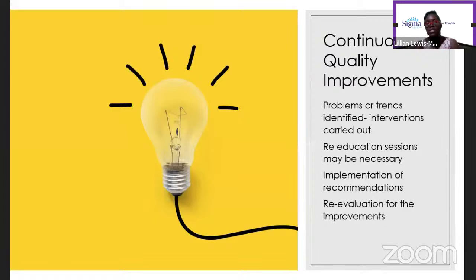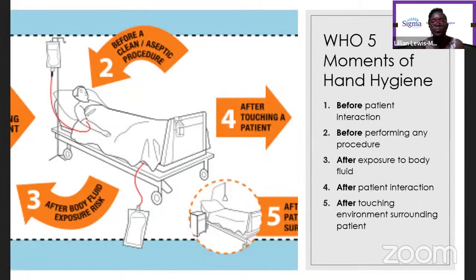And then the recommendations that are made would be implemented, and then there is a review to ensure that these are the standards that are going to be adhered to, so that you don't have a recurrence of this kind of situation. So you may need re-education sessions. There will be reevaluations for the improvements that have occurred because of whatever you have detected and fixed. All right.